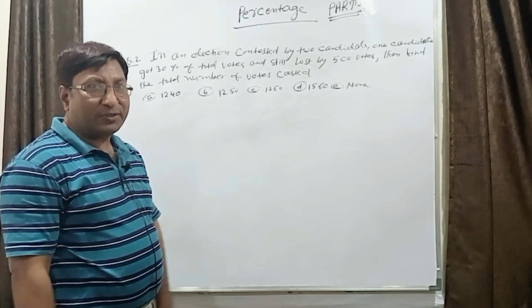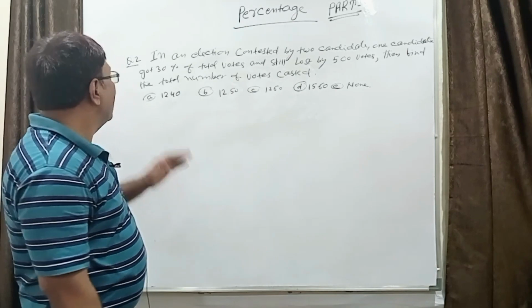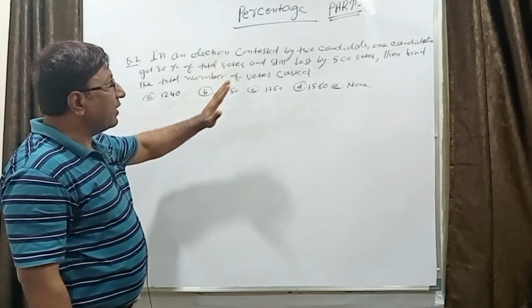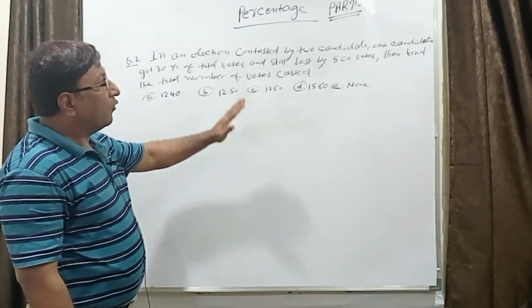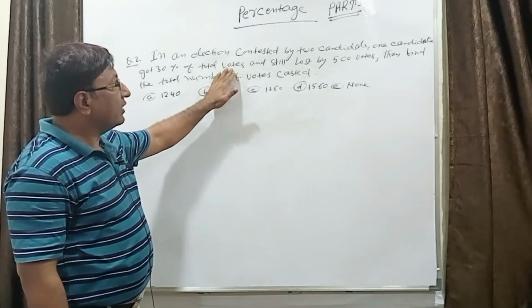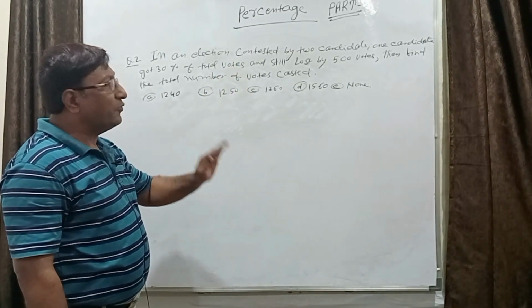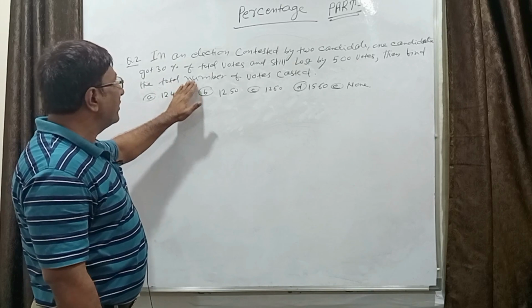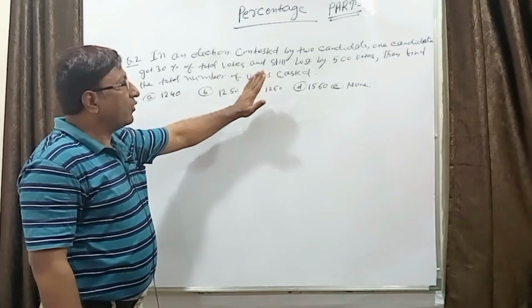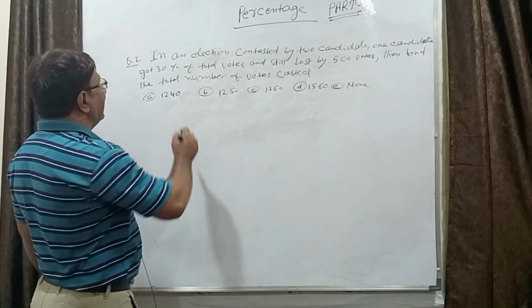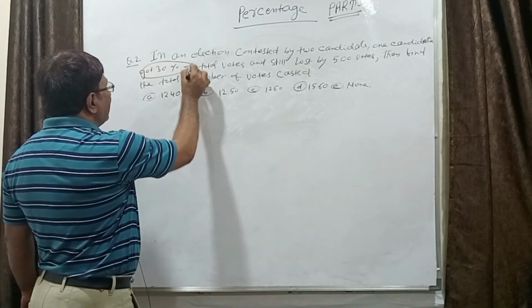Now see the next question, that is question number 2. The question 2 is: in an election contested by two candidates, one candidate got 30% of total votes and still lost by 500 votes. Then find the total number of votes cast. So for this type of question, what is the technique? There are two candidates, one candidate got how much?